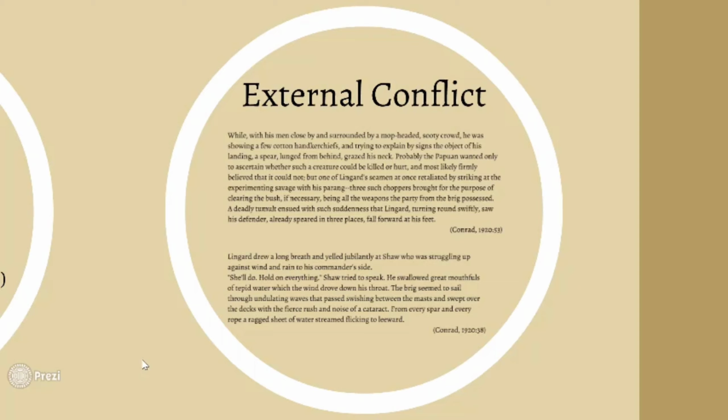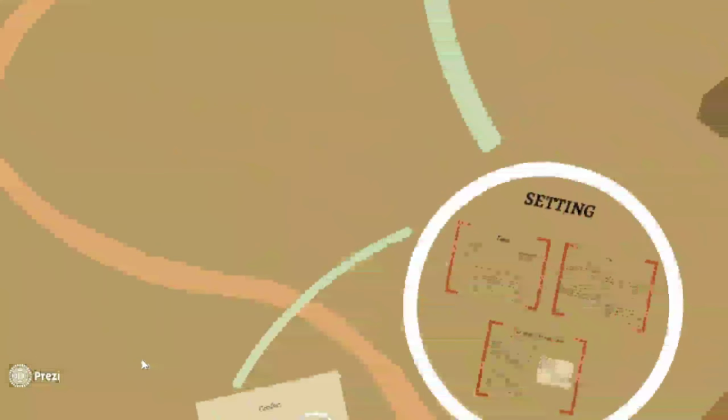From the second quote, we can know that the conflict is about man versus nature. Lingard and his crew faced bad weather when they were on the island. They tried very hard to face the storm and to keep the brig from sinking. And finally, they managed to fight the storm after a while.